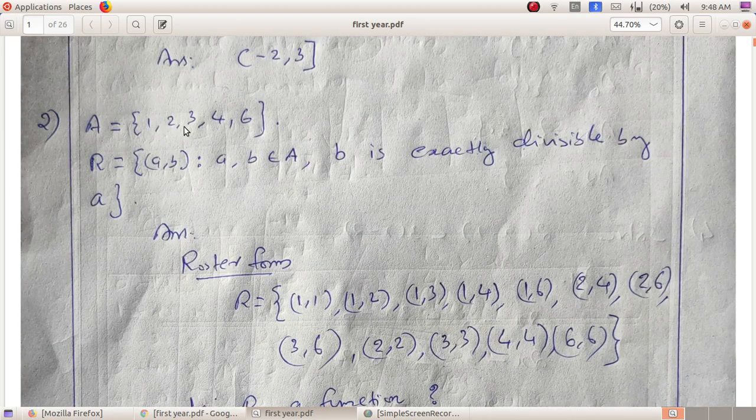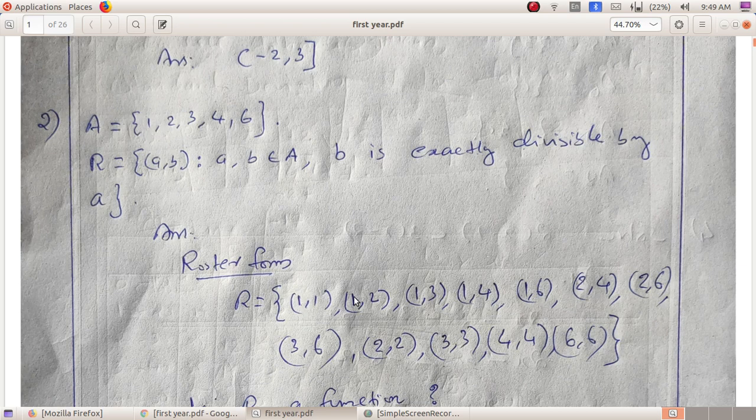Second question. A is equal to the set 1, 2, 3, 4, 6. And R is a set of pairs A comma B such that A, B belongs to A cross A and B is exactly divisible by A. Using this set A, let us form its Cartesian product: 1,1, 1,2, 1,3, 1,4, 1,6, and 2,1, 2,2, 2,3, 2,4, 2,6, and so on. There will be several points, but we have to choose the pairs of the form A comma B where B is exactly divisible by A.